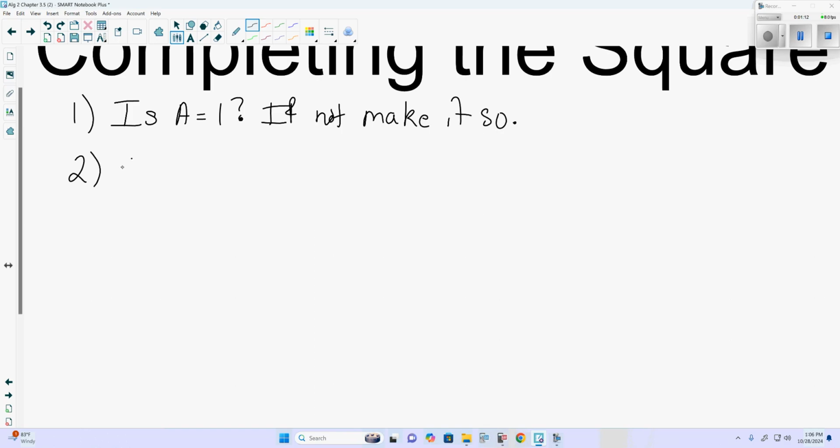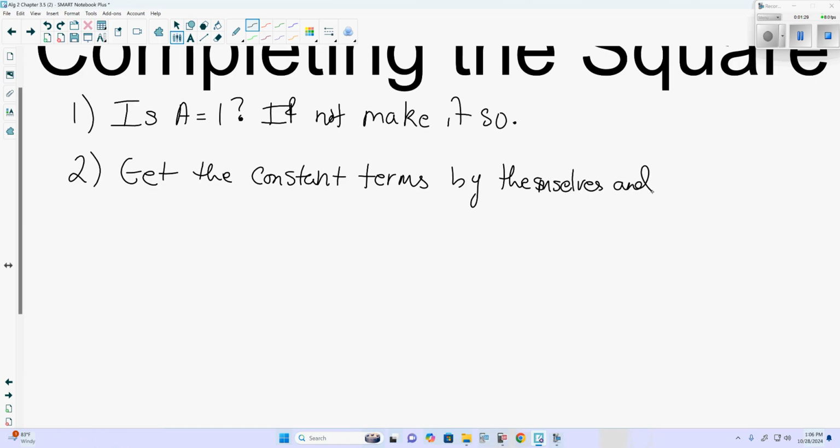The second step is to get the constant terms by themselves and leave 2 spaces. Really, we're just wanting the variables on one side, our constant terms on the other.